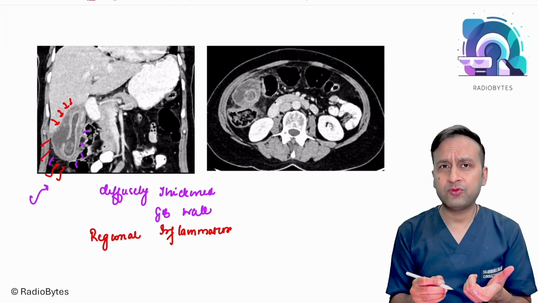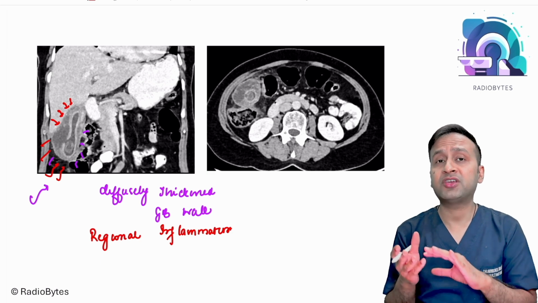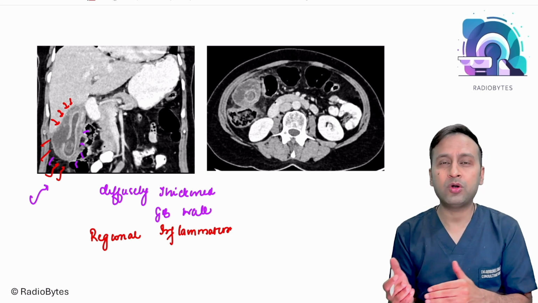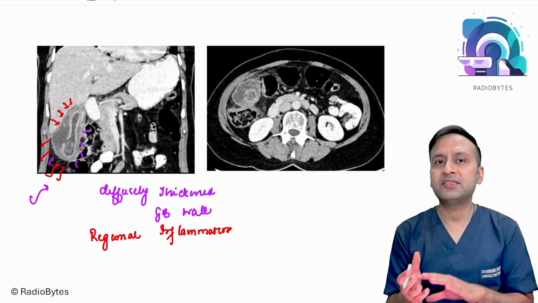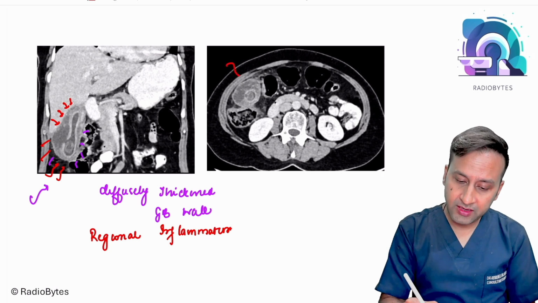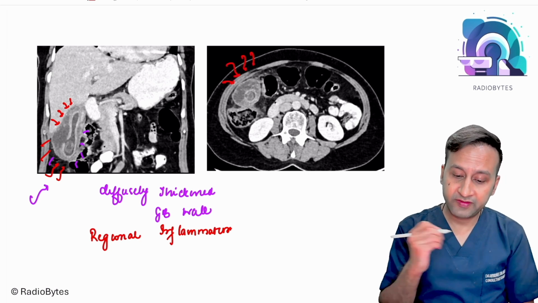We've talked about this before. Whenever you see an eccentric, asymmetric, irregular thickening of the gallbladder wall, that is more likely suggestive of malignancy. But if you see a diffusely thickened gallbladder wall, it's more likely suggestive of some inflammation. The same features can also be appreciated on this axial image.